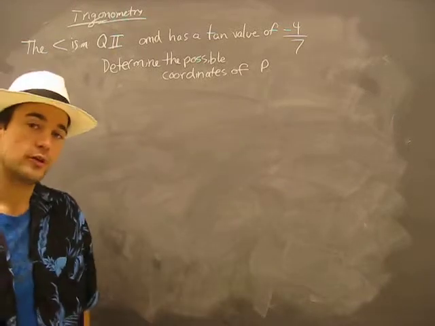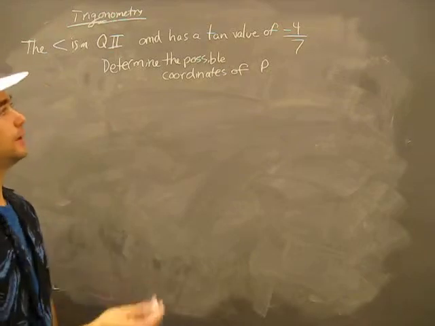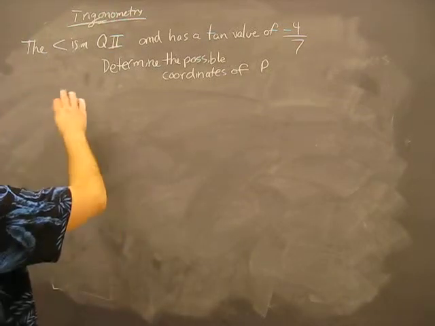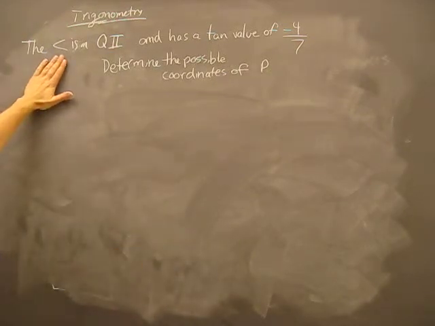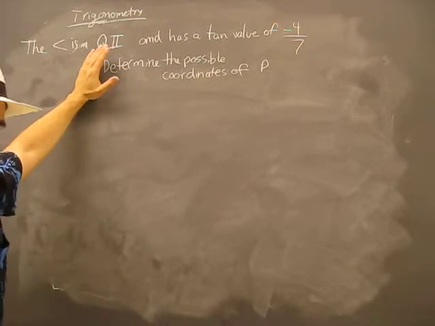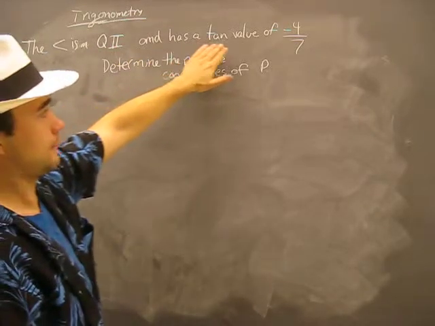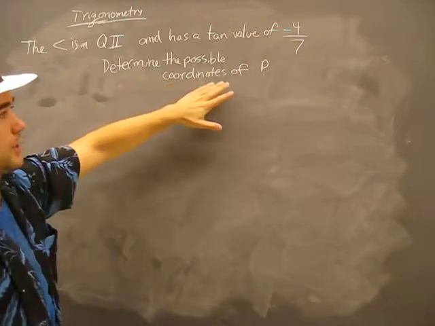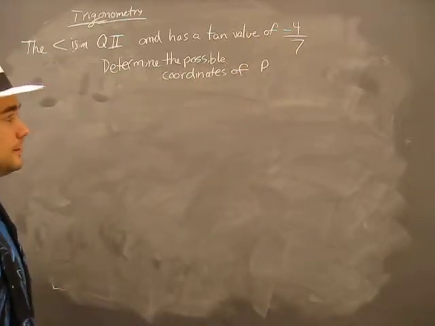Alright, welcome back. We're going to do another trig example, a nice fun trig example to get us thinking a little bit. Here's what we have. It says the angle is in quadrant 2, so they're going to get us to think here, and it has a tan value of this. Determine the possible coordinates of P.